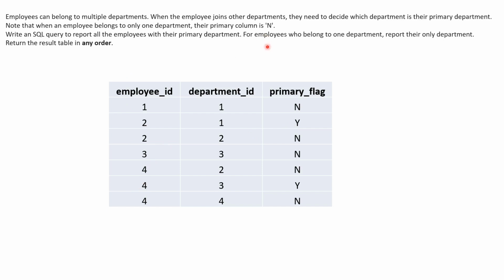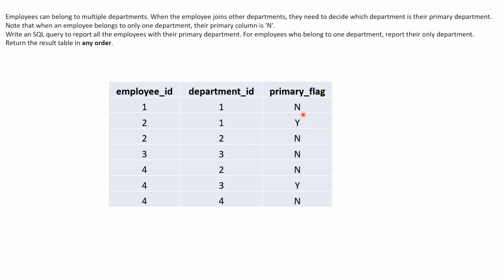Department ID is the ID of the department to which the employee belongs, and primary flag can be either Y or N, and this primary flag basically indicates whether the department in the current row for this employee is the primary department or not, right? So basically an employee can belong to multiple departments. They can work simultaneously in different departments, but out of all of those departments, only one will be his or her primary department.